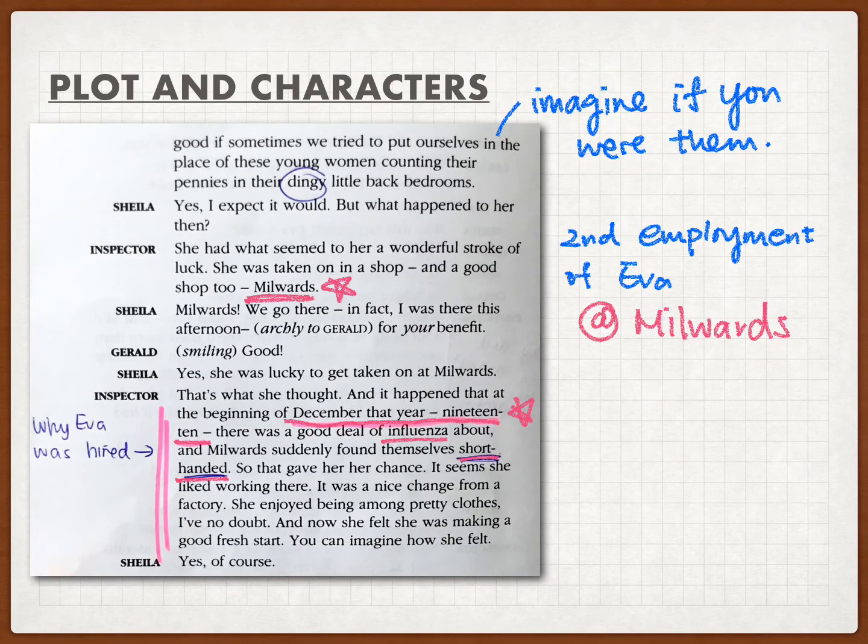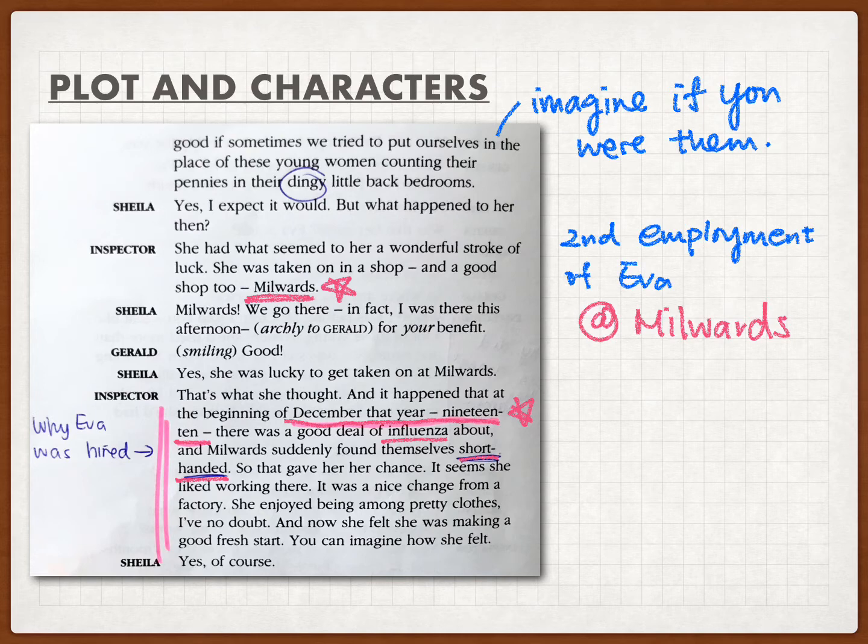And so the inspector suggested that they put themselves into these young women's shoes. Imagine you were one of them, that you only have very little money every week, and you were in your own little room, very dark, very uncomfortable and small, and this is where you live. And Sheila imagined that, and she agreed as well.